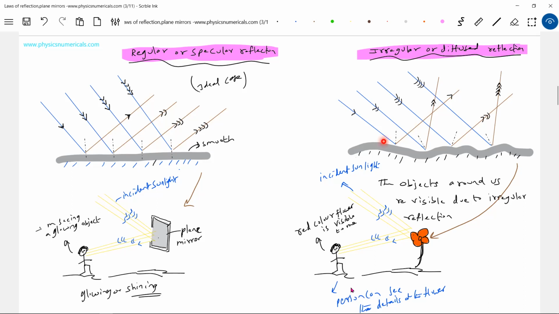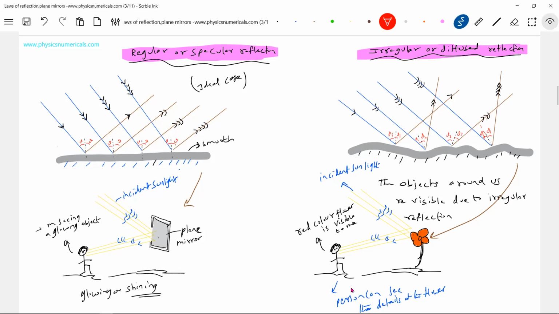There's a major difference between these two. Don't say there's no angle of reflection. In fact, if you want, I can write theta 1 equal to theta 1, theta 2 equal to theta 2. The laws of reflection are very much valid in both cases. Don't say that the law of reflection is invalid. The law of reflection is valid in both types of reflection.